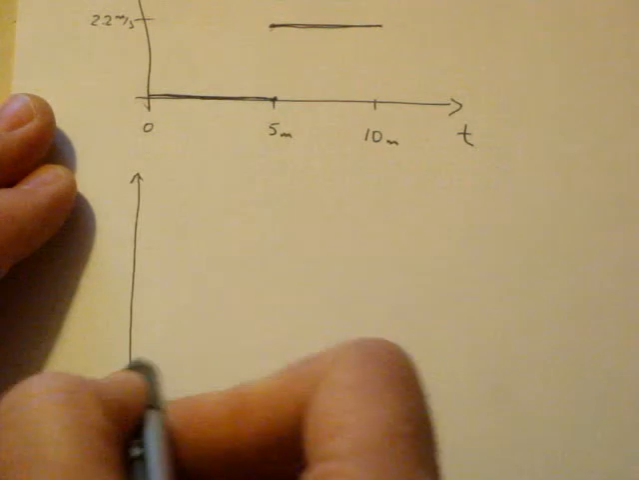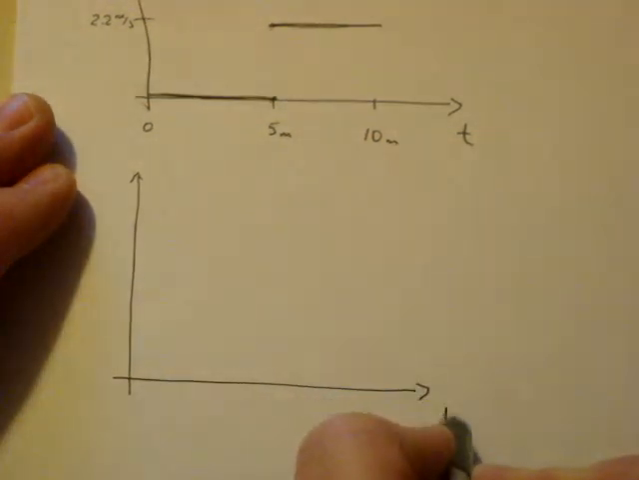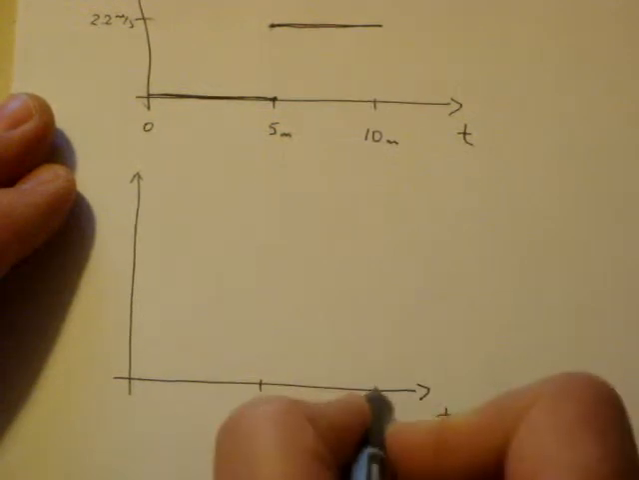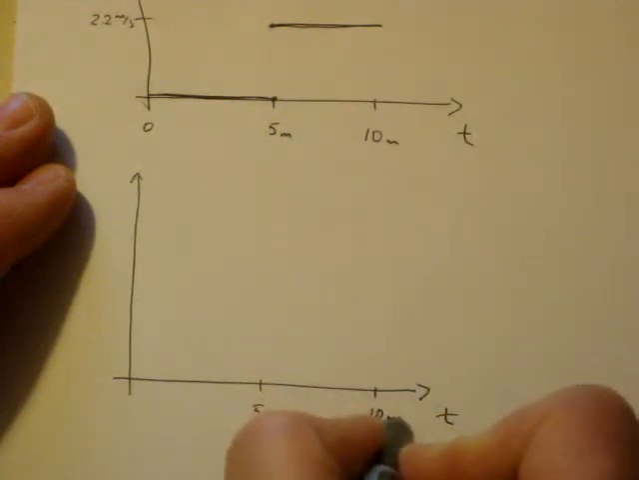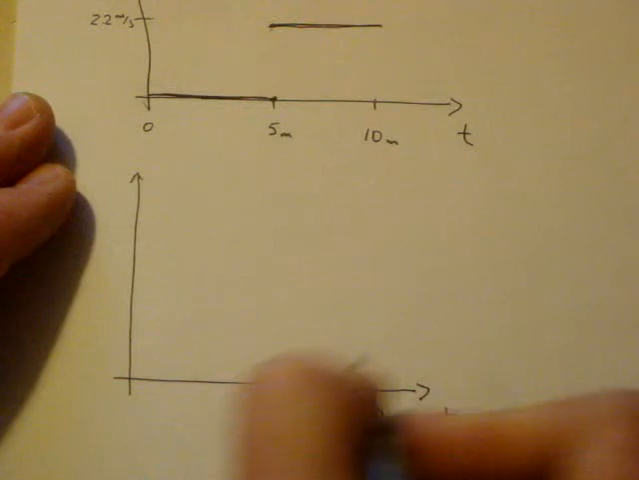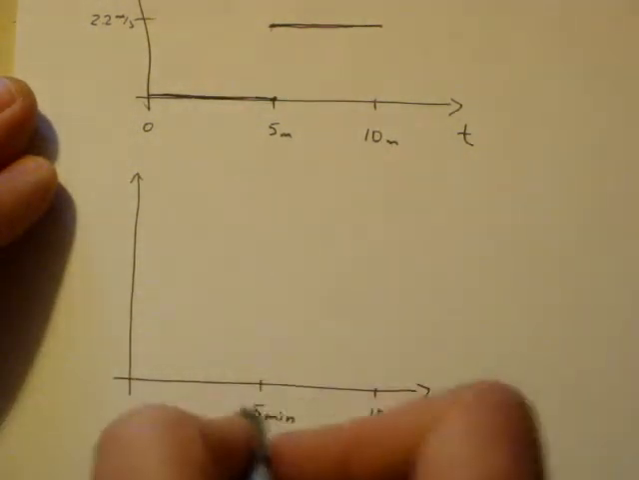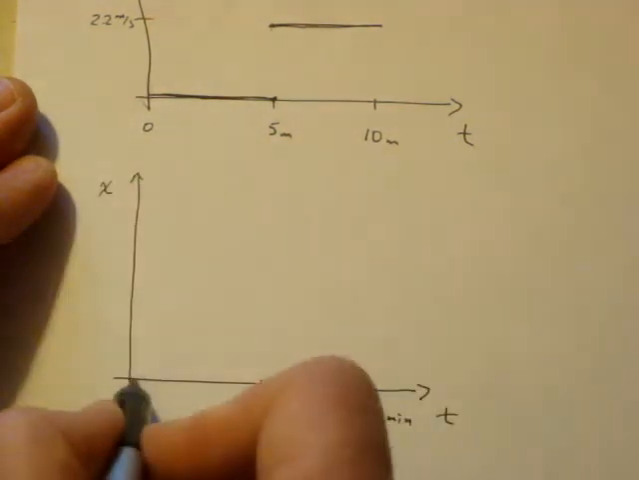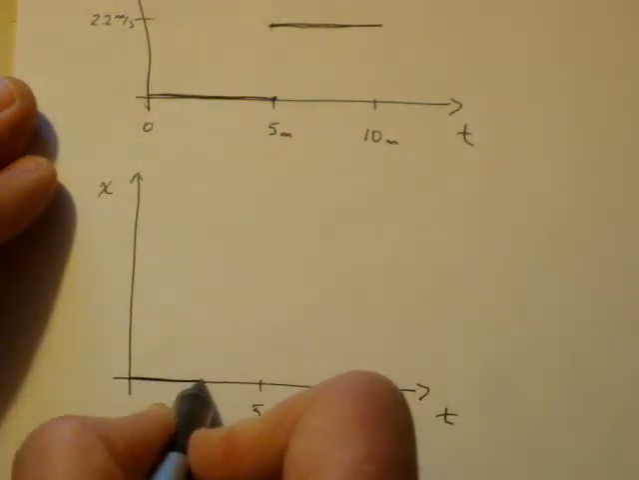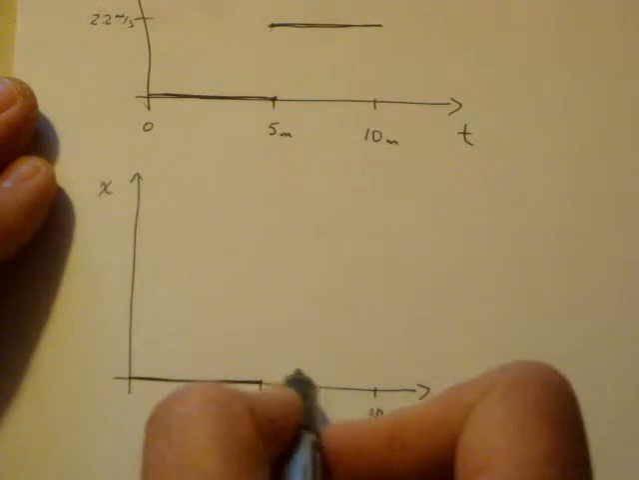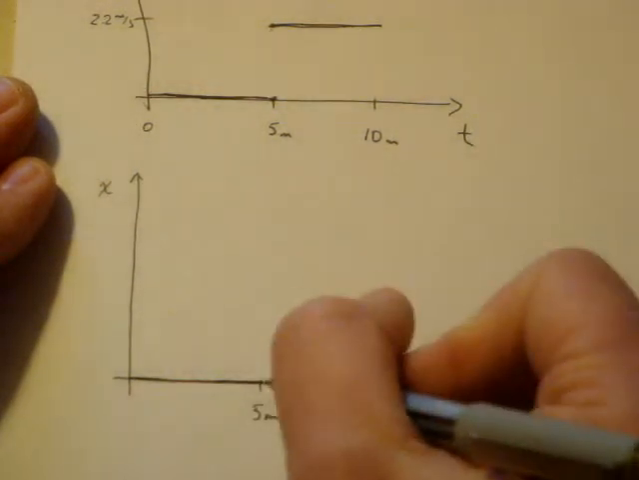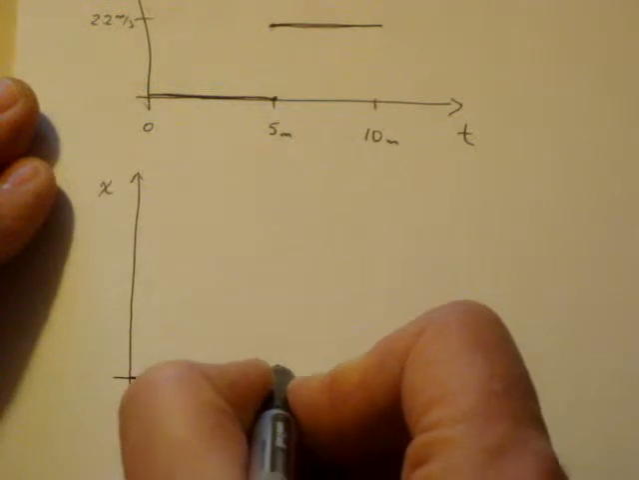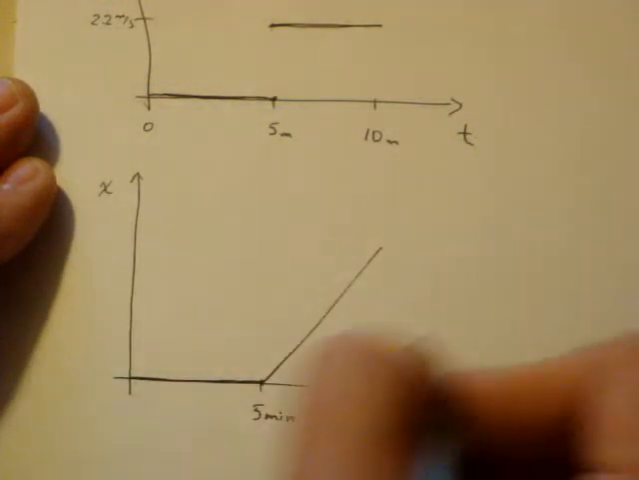The position graph would look something like this. We still have the same amount of time. The points of interest here are 5 minutes and 10 minutes. I should maybe label that a little clearly so it doesn't look like position meters. So again, his position with respect to time is 0 because he's not moving at all, and then he begins to move, and so he is going to cover some amount of increasing distance like so.